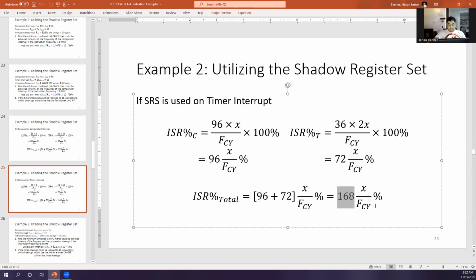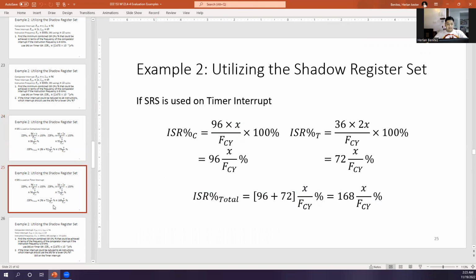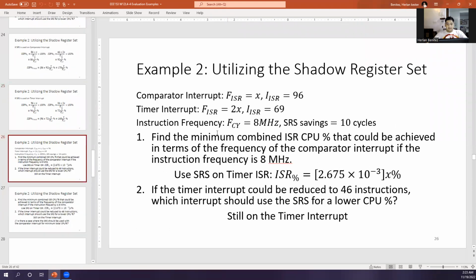So, regardless of the clock frequency ng ating instructions, makikita natin dito na mas mababa yung CPU percentage pag ginamit pa rin natin siya sa shadow register set. Or ginamit pa rin natin sa timer interrupt yung shadow register set.